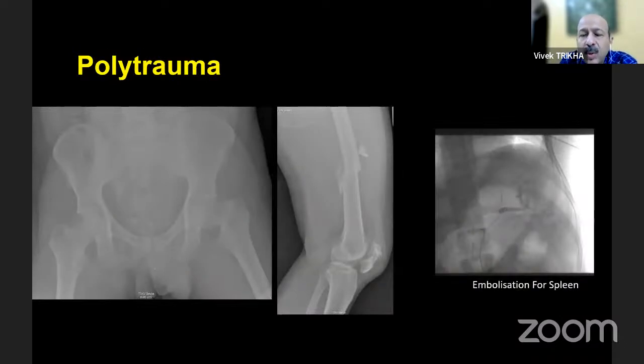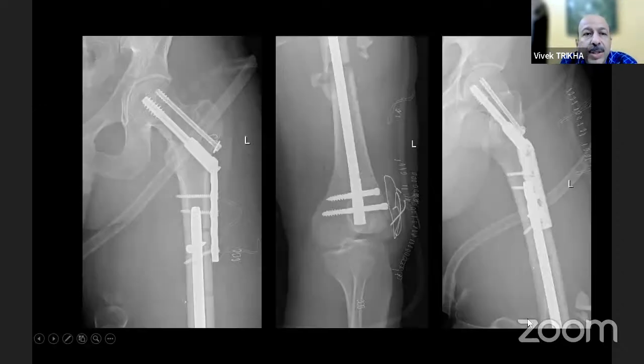Another case of polytrauma who had polytraumatic abdomen situations. You can again see the patella, which is comminuted in the proximal bone. All these fractures were having some knee issues. Embolization for the spleen was done, which was damaged. And the same procedure was done here with the DHS, with the derotation, along with the DFN.